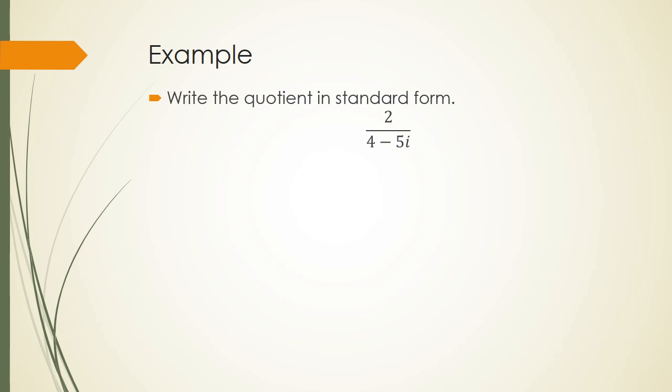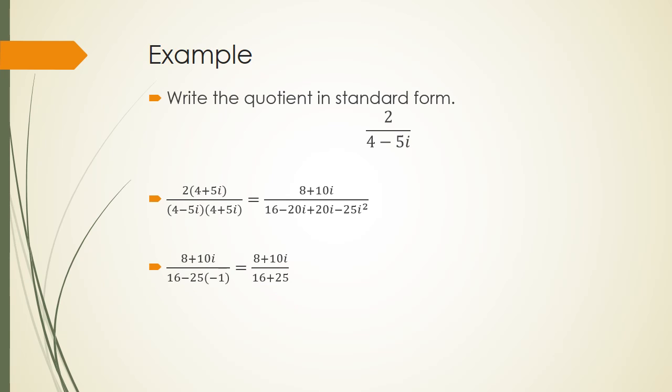Okay, pause the recording and try this example. Remember, you want to remove the i from the denominator, so you will need to multiply both numerator and denominator by the complex conjugate. There we're multiplying top and bottom by 4 plus 5i. We distribute on the top and use FOIL in the denominator. We remember that i squared is -1, and we end up with 8 plus 10i over 41. Now technically this is not in standard form. For standard form, we need to split it up and make it 8 over 41 plus 10i over 41.